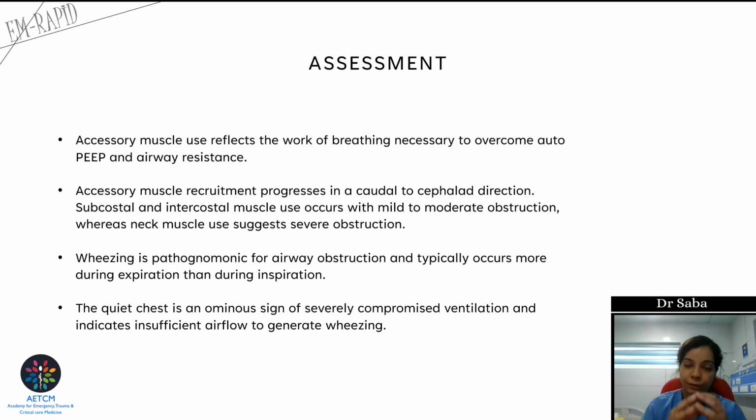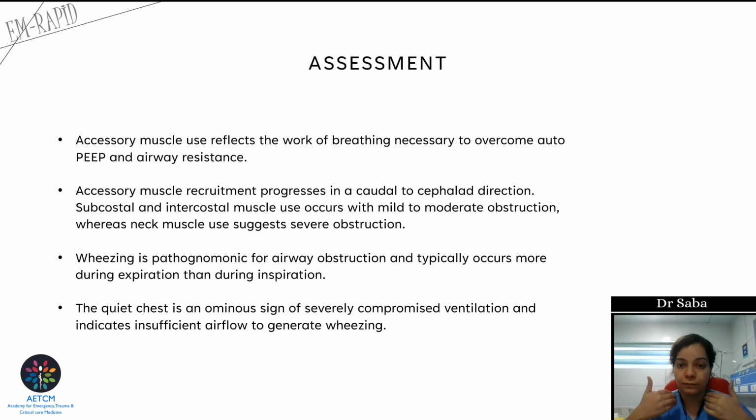Now, because of hyperinflation of the alveoli, there will be auto-PEEP generated, and if increased auto-PEEP is there, then it will again cause increased work of breathing. It will again increase the airway resistance, and it will worsen the patient's respiratory distress. And accessory muscle requirement progresses in a caudal to cephalad direction. So basically, subcostal and intercostal muscles are involved first, and then it progresses in the cephalad direction.